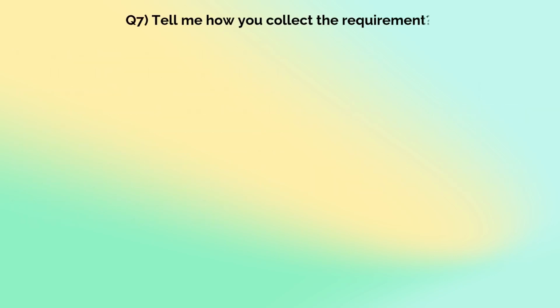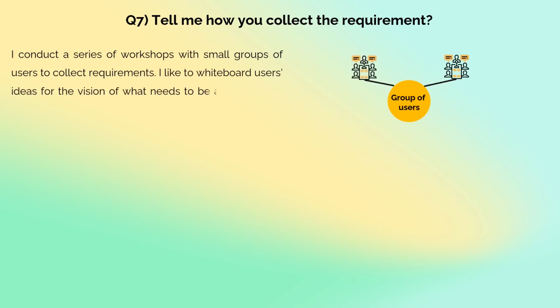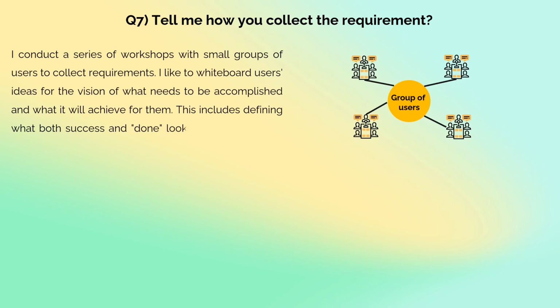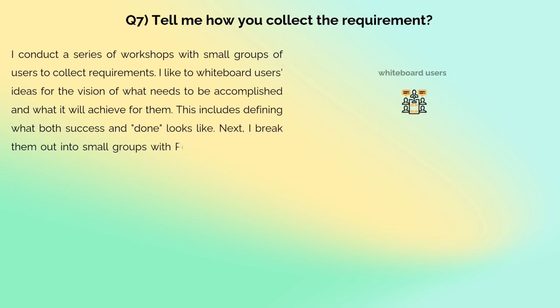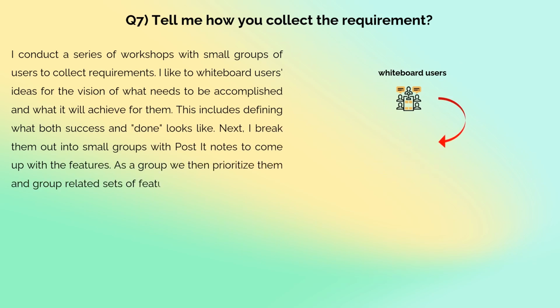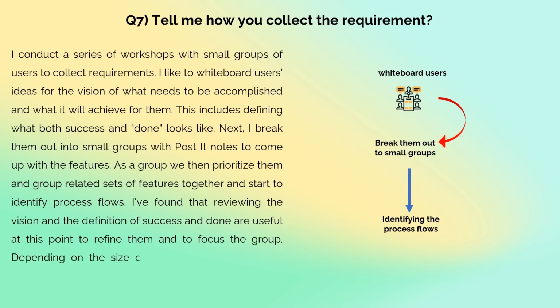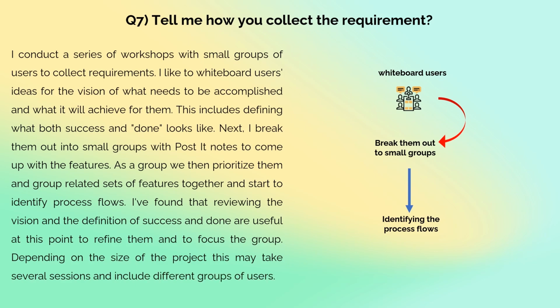Tell me how you collect the requirements. I conduct a series of workshops with small groups of users to collect requirements. I like to whiteboard users' ideas for the vision of what needs to be accomplished and what it will achieve for them. This includes defining what both success and done look like. Next, I break them out into small groups with post-it notes to come up with the features. As a group, we then prioritize them and group related sets of features together and start to identify process flows. I found that reviewing the vision and the definition of success and done are useful at this point to refine them and to focus the group. Depending on the size of the project, this may take several sessions and include different groups of users.